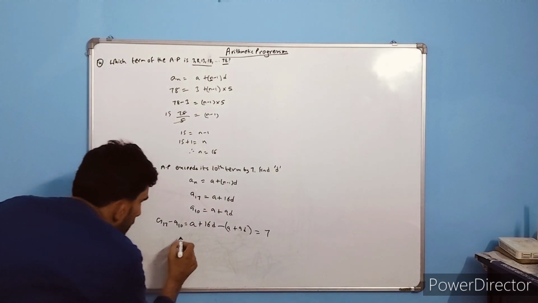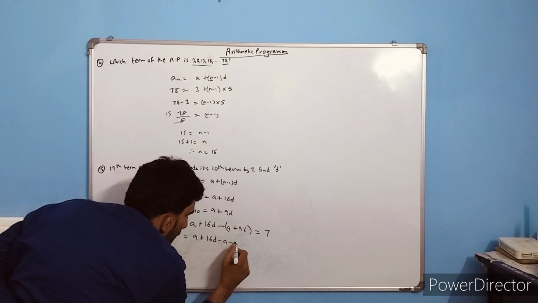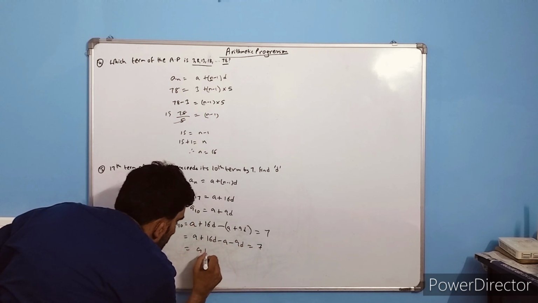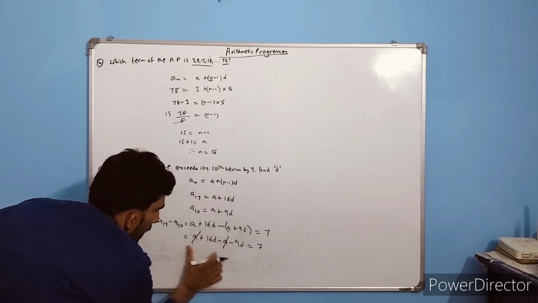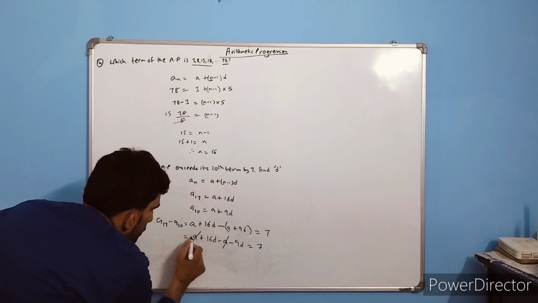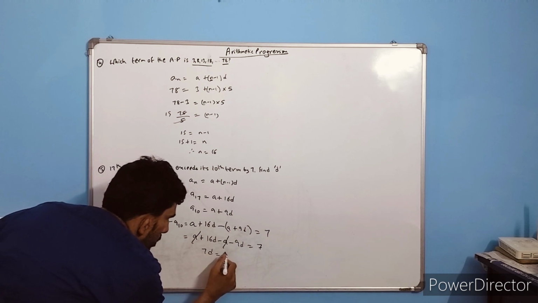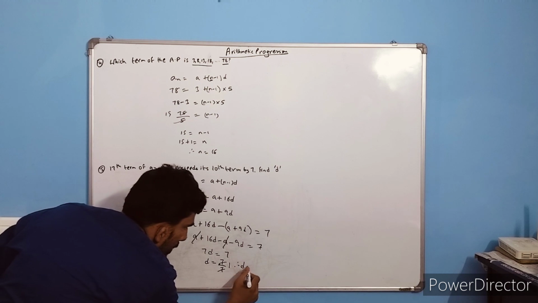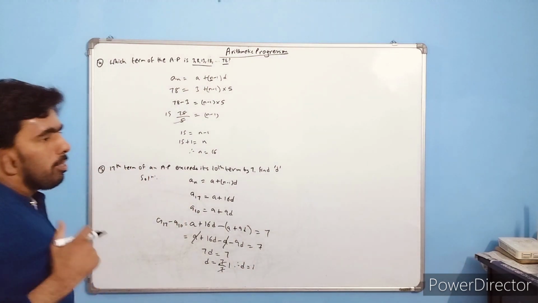How will you find it? See, A plus 16D minus A minus 9D is equal to 7. So here what will we get? You can cancel A. Now what is left? 16 minus 9, that gives 7D. It's equal to 7. So D is equal to 7 upon 7, that is 1. So we find that the common difference is 1. Okay? This much.